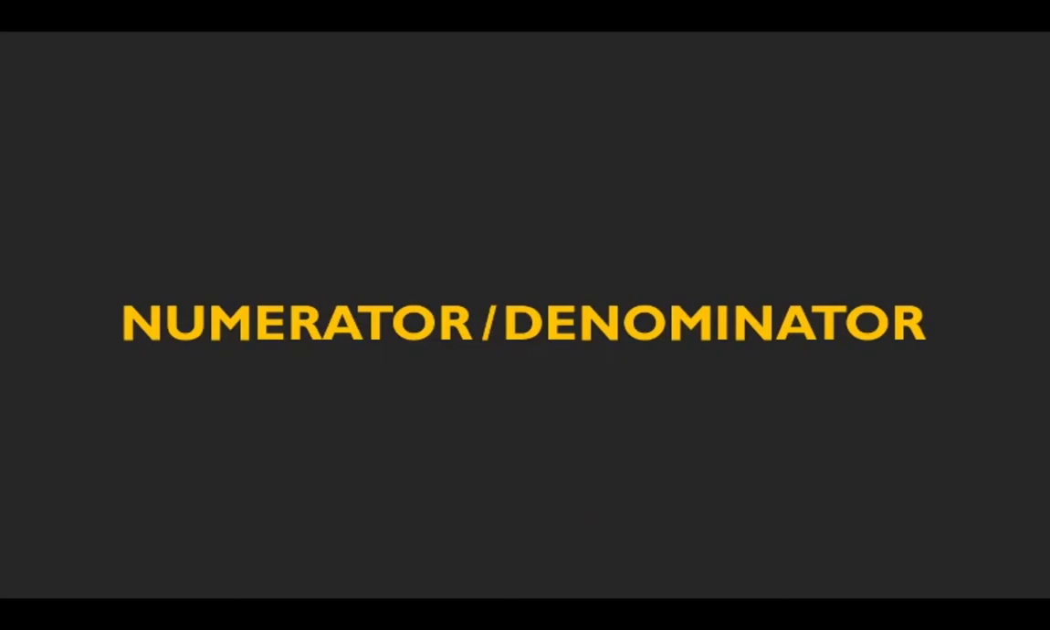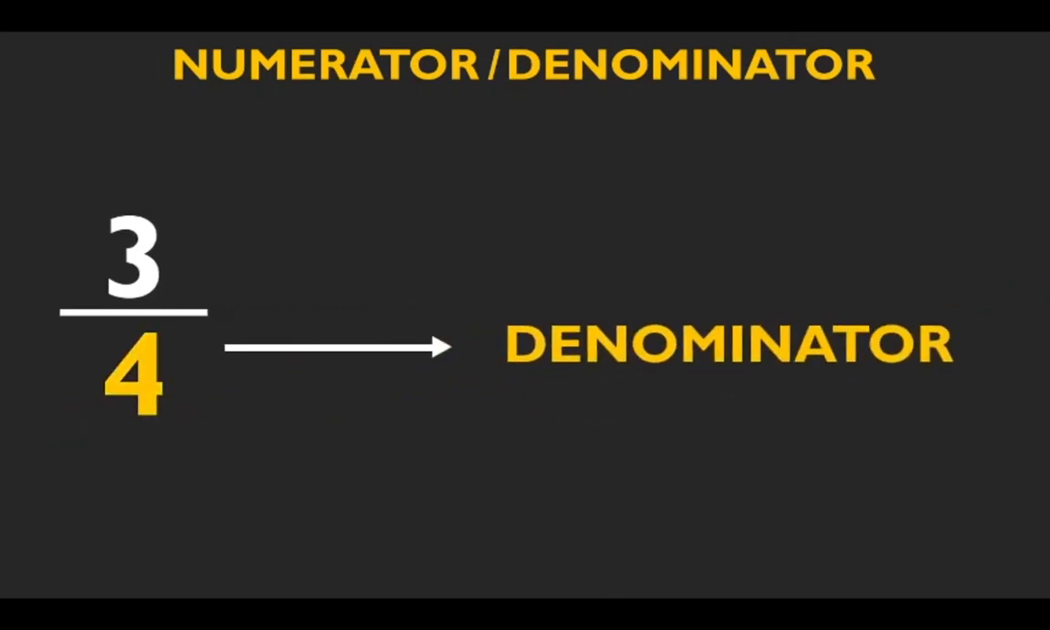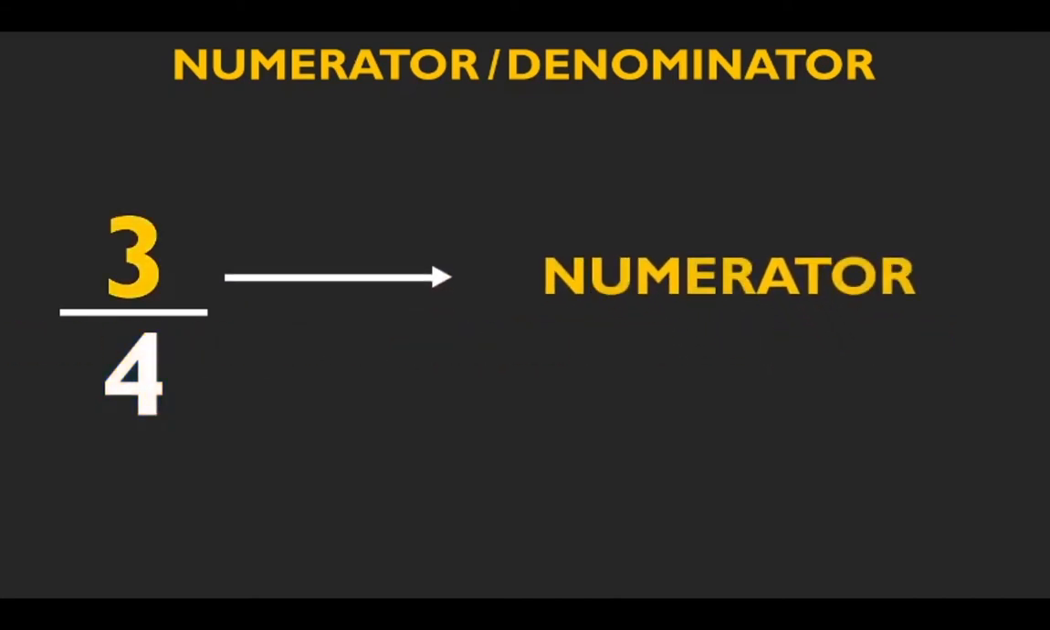Parts of a fraction. A fraction is made up of the numerator and the denominator. The number on the bottom of the fraction is called the denominator, and it indicates how many equal parts the whole is divided into. The number on top of the fraction is called the numerator, and it indicates how many of the parts we have.